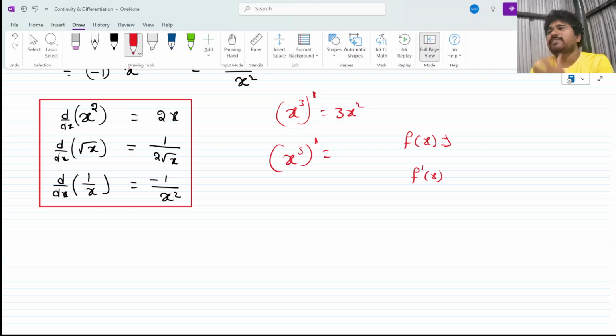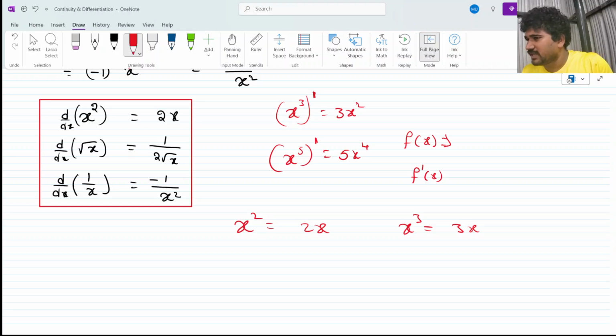What is the differentiation of x power 5? Some people are still in confusion. They remembered the differentiation of x square, and for the differentiation of x cube also they will tell 3x. Don't do that. Is that clear? x square is 2 minus 1, that's why power is 1. x cube is 3 minus 1, power should be how much? 2. Is that clear? What is the differentiation of x power 5? 5 x power 4. x power 100.